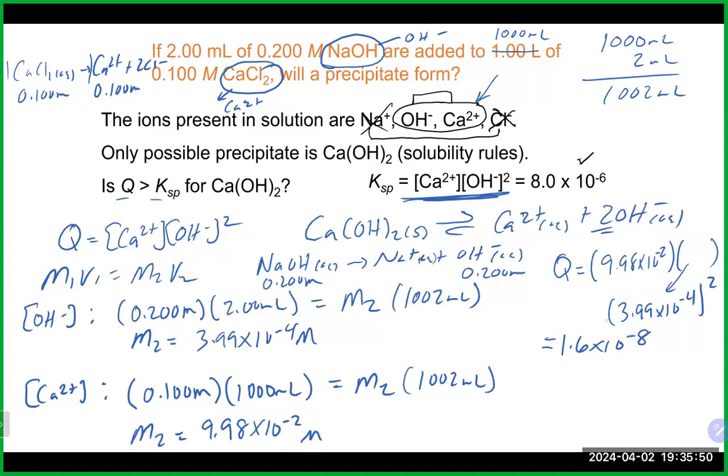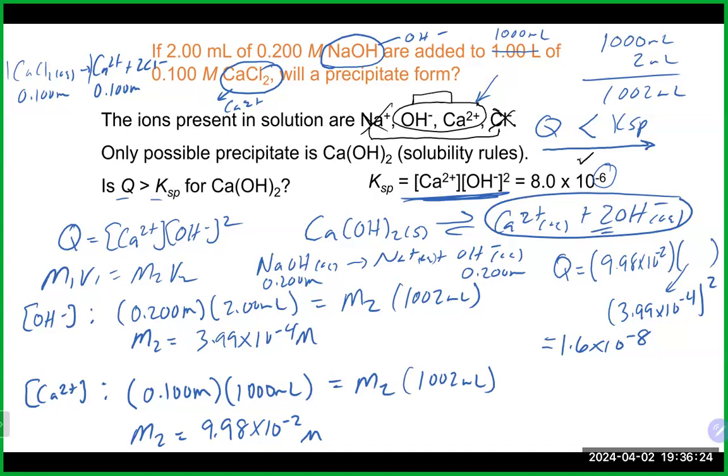So now that we have our Q and our KSP, our Q value is on the order of 10 to the minus 8. Our KSP is actually on the order of 10 to the minus 6. That means in this case, our KSP is larger than our Q value. Remember, when you have a negative exponent, the smaller negative exponent is the larger number. That means technically this is going to shift equilibrium to the right, and to the right is aqueous ions.